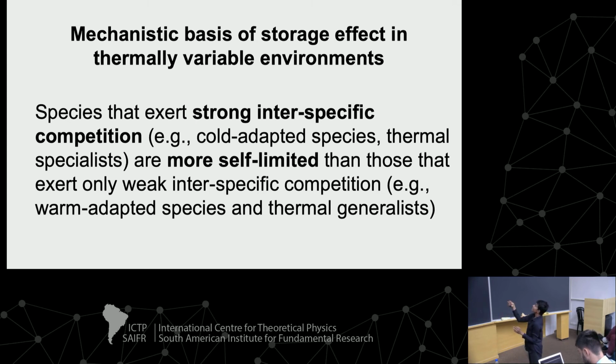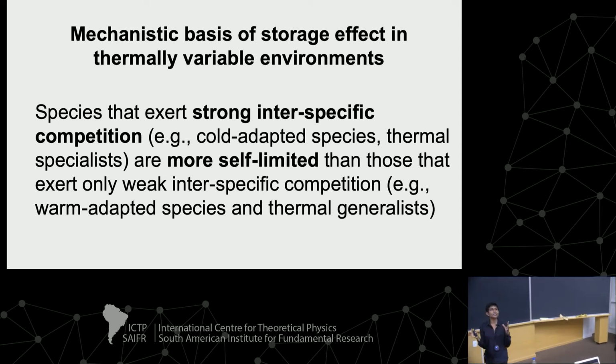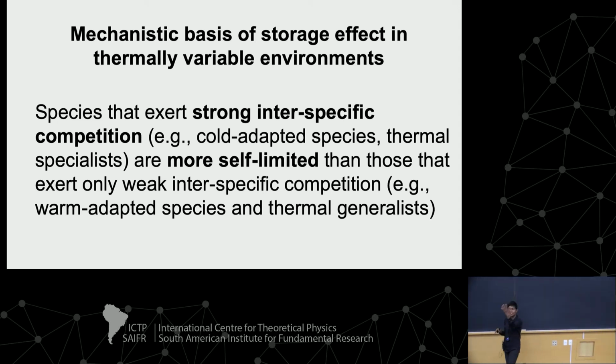Here's the beauty of it. Species that can exert strong interspecific competition are also the species, by virtue of their mortality response, that are more self-limited, and therefore exert only weak interspecific competition compared to those that exert only weak interspecific competition, such as the warm adapted species and thermal generalists. Essentially what that means is if you exert strong competition on the other species, your longevity in a seasonally varying environment will ensure that you limit yourself more than you limit the other species.